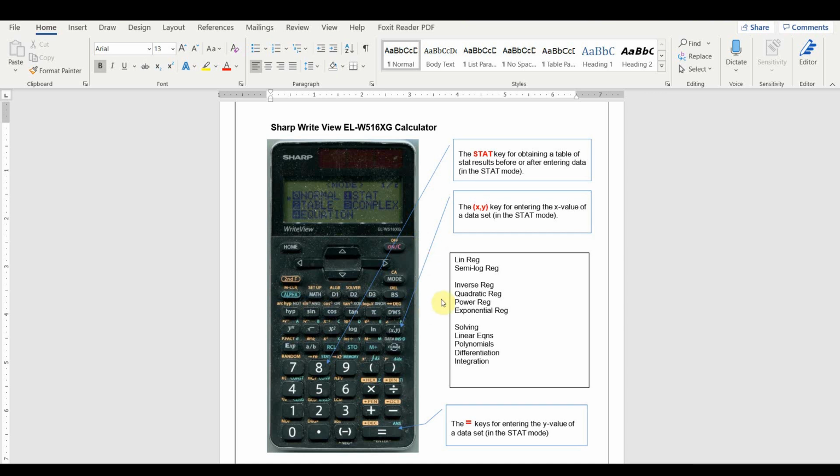In this second lesson, we'll look at the regression of other types of data, namely inverse, quadratic, power, and exponential regression. And you'll be shown how to use the calculator to solve linear equations, polynomials, and differentiation and integration. Now, the procedure for entering and retrieving data in regression was shown in detail in the first video, so I won't repeat it here. However, I will show you how to enter and retrieve data into these last 4: linear polynomial equations, differentiation, and integration.